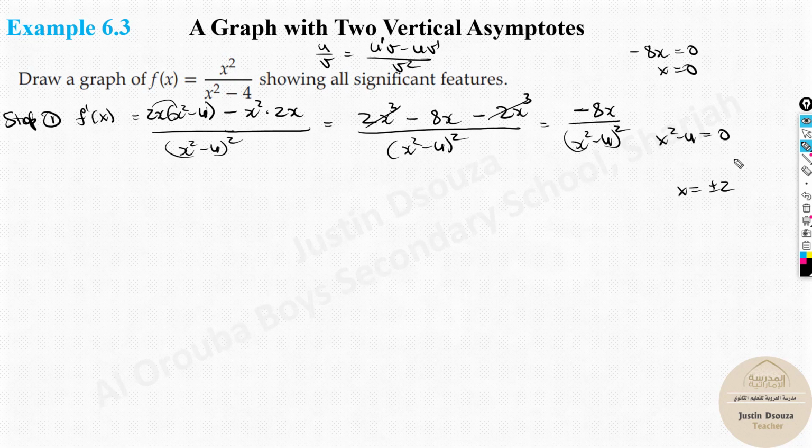Now we have to do the number line. We got x as plus and minus 2. So the number line, let me just do it over here. The number line will be at plus, minus and 0. Okay, minus 2, 0, plus 2. Take the test values now. Test values can be minus 3, minus 1, 1 and plus 3. Here then we need to use our calculators.